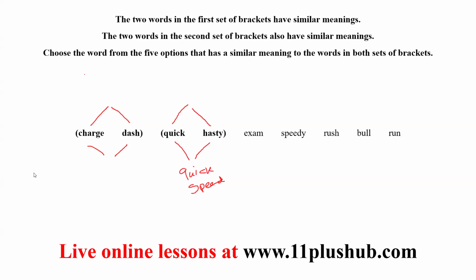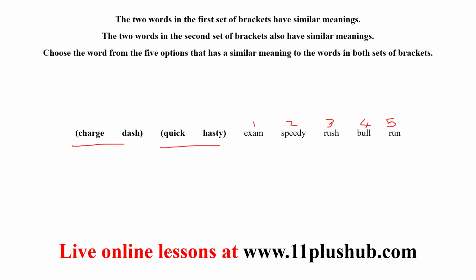Okay, so that means there must be a word here that has a similar meaning to both sets of brackets. That must mean that the word we're looking for has at least two definitions, at least two meanings, right? So let me know in the chat box which one of these options, option 1, 2, 3, 4, or 5, or you can just write the word, shares a meaning with both sets of brackets. Let me know in the chat box, guys, and then we'll talk about it in about 30 seconds.